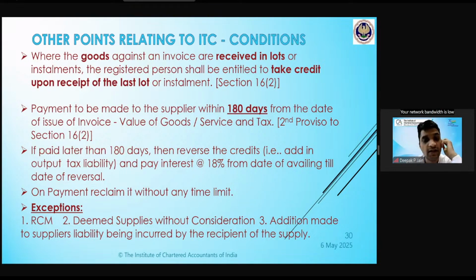Explain the third exemption. The third exception is when additions are made to the supplier's liability being incurred by the recipient. You have studied in valuation what has to be added to the value when the supplier supplies something and the supplier has to pay something, but that is incurred by the recipient.